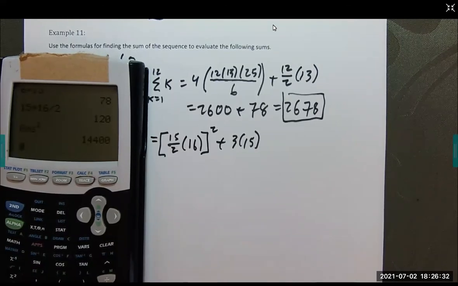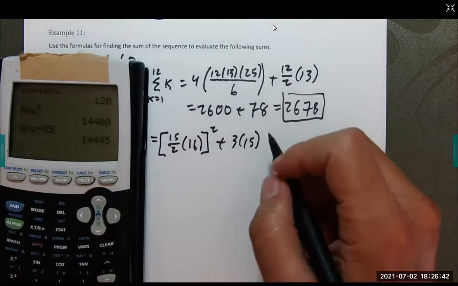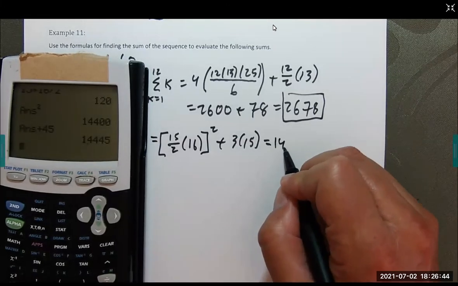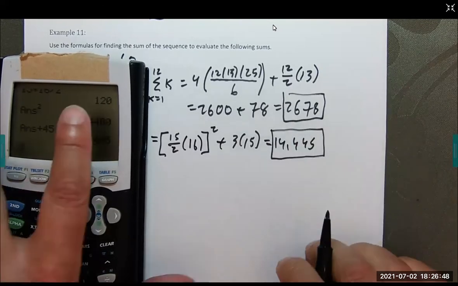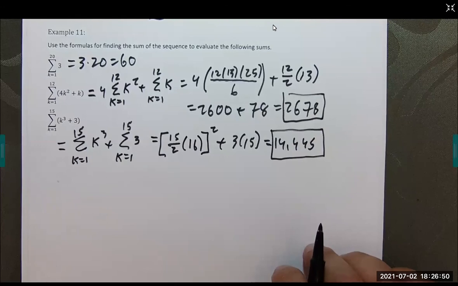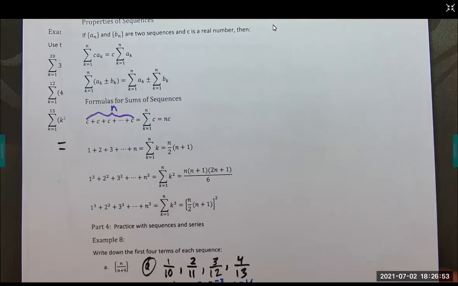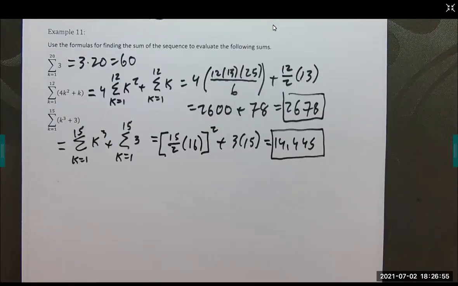Plus 45. This gives us 14,445. So you'll have to really take your time when using these formulas here. Make sure that you're doing the right one and all that. All right, and I hope that that was helpful.